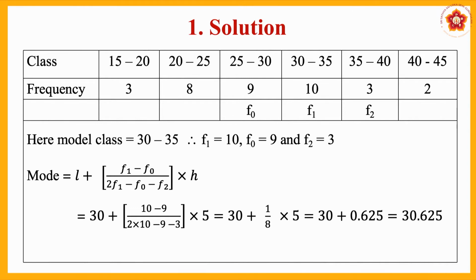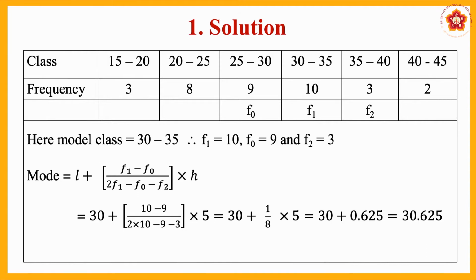Now, F1 is the frequency of the modal class. Here it is 10, so substitute 10 here. F0 is the frequency of the class preceding the modal class, so here F0 is 9. Substitute 9 there, divided by 2 into F1. F1 is 10, therefore 2 into 10, minus F0 which is 9, minus F2 which is 3. Here H stands for the class width. From 20 to 25, there are 5 numbers. Therefore, you have to substitute the H value 5 here.